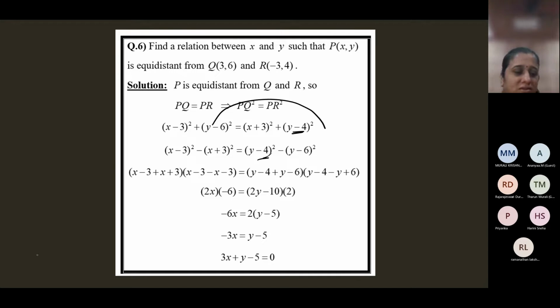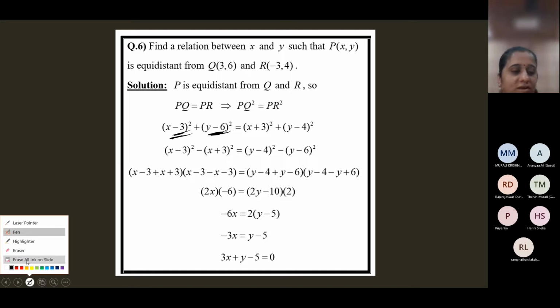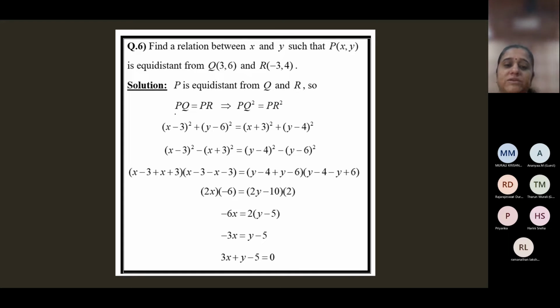You can also expand. See, this is just an option. You can also expand using the formula a plus b the whole square, a minus b the whole square. You can do that. I have just transposed so that I can use the identity a square minus b square is a plus b into a minus b. So you can see here a plus b into a minus b. And this is also like a square minus b square. So a plus b into a minus b. Any questions here, children? You must ask me.